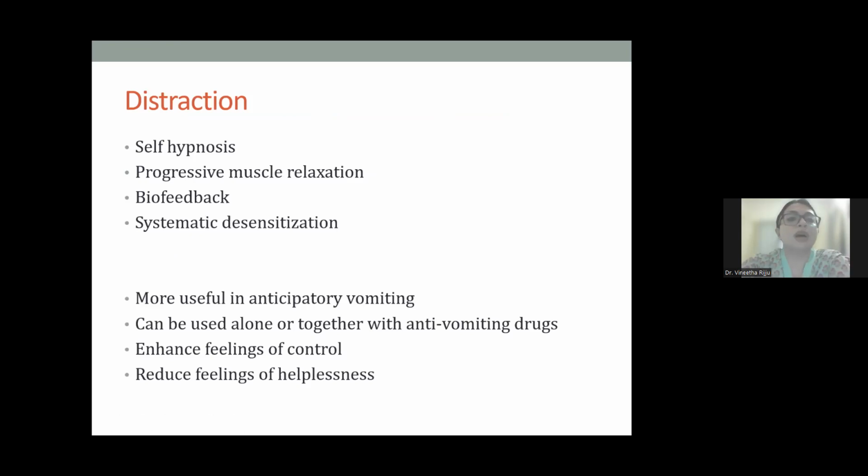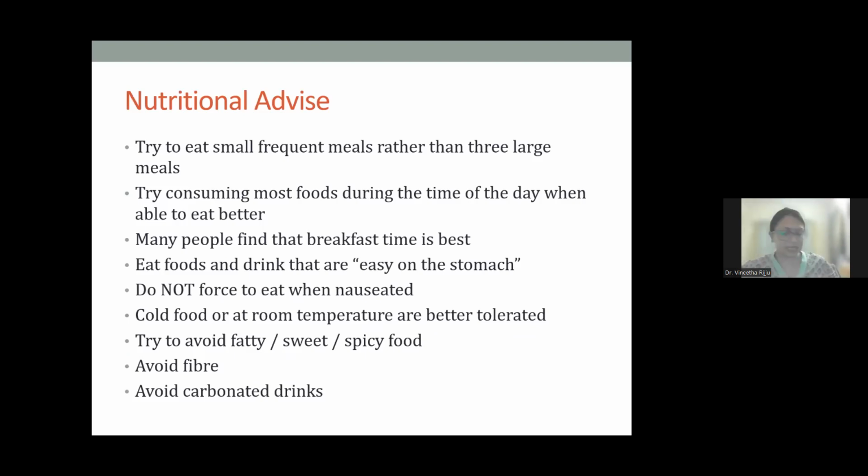Right. So for distraction, you probably need an expert to help you with this set of techniques: self-hypnosis, progressive muscle relaxation, biofeedback, systematic desensitization. Most of the time, these distraction techniques are most useful in anticipatory vomiting. And what we need to know, like I said before, is that anti-emetic drugs may often have to be used in combinations. And you can combine them with these non-pharmacological measures also.